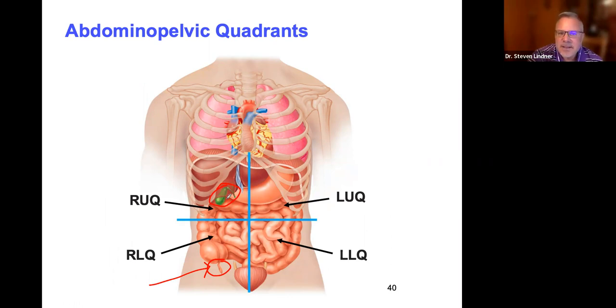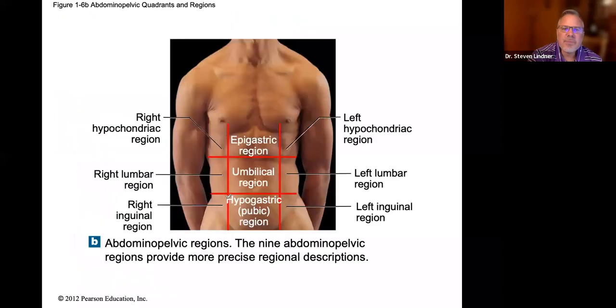Now, besides the quadrants, they have what's called regions, and there are 9 regions. There's where the belly button is, the umbilical region. Above that is an epigastric. Epi means above. Hypo means below. So there's an epigastric above the stomach, hypogastric below the stomach. Those are the regions in the center. Sometimes the hypogastric, because it's near the pubic region, is just called the pubic region.